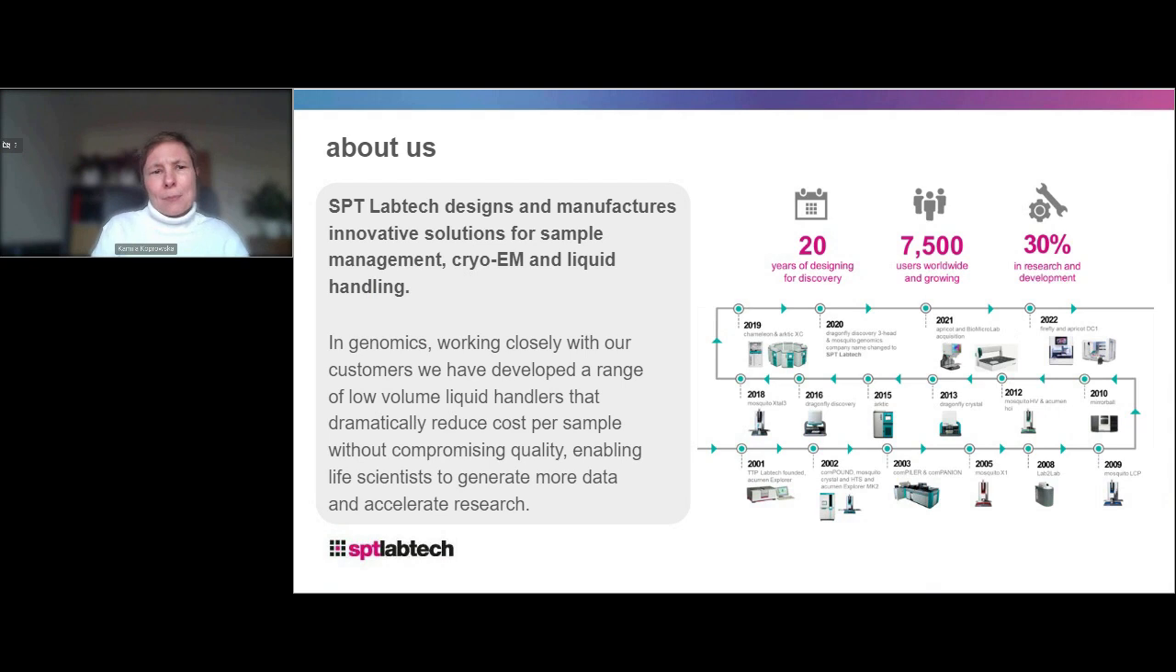So SPT Labtech is a company that was established approximately 20 years ago as an engineering company, and we focus on designing and manufacturing innovative solutions for sample management, cryo-EM, but mainly liquid handling. Particularly in genomics, we focus on the collaborative nature of working with users of our liquid handlers. We use our engineering background and the scientific background from our users to create liquid handlers that can dramatically reduce cost per sample without compromising the quality or even improving the quality, enabling life scientists to generate more data and accelerate research.